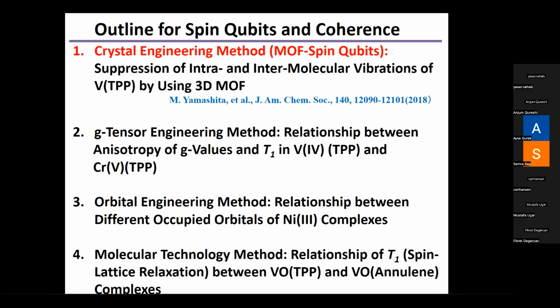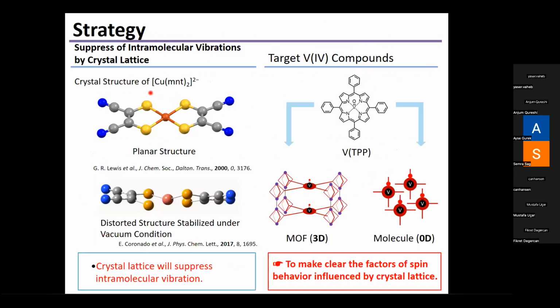So today I first focus on the crystal engineering method, the so-called metal organic framework (MOF) spin qubit. This means suppressing the intra- and intermolecular vibration of TPP by using a 3D MOF. Then, you know, the copper complex has a planar structure in the crystal. However, in vacuum conditions, it has a distorted structure. So this means that the crystal lattice will suppress the intramolecular vibration. The crystal lattice is very important.